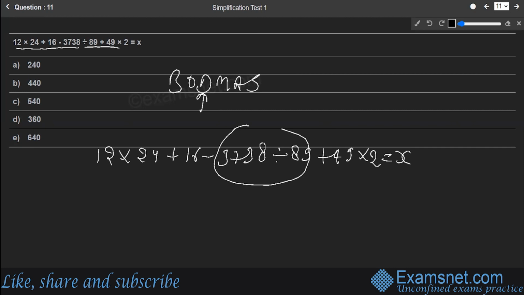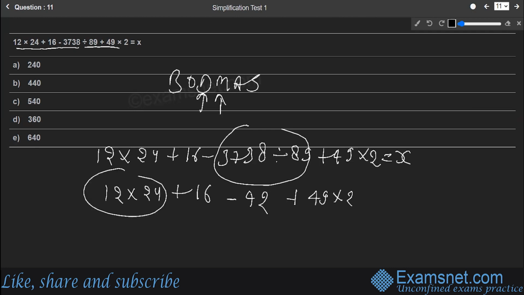If you solve this, the division of 3738 divided by 89 is nothing but 42. All the other numbers will be copied as it is, plus 49 into 2. The next thing that we do is multiplication. Let us multiply; we have this also to get multiplied. So if we multiply 24 into 12, it is coming out to be 288 plus 16 minus 42 plus 49 into 2 is nothing but 98. This is what we reach.